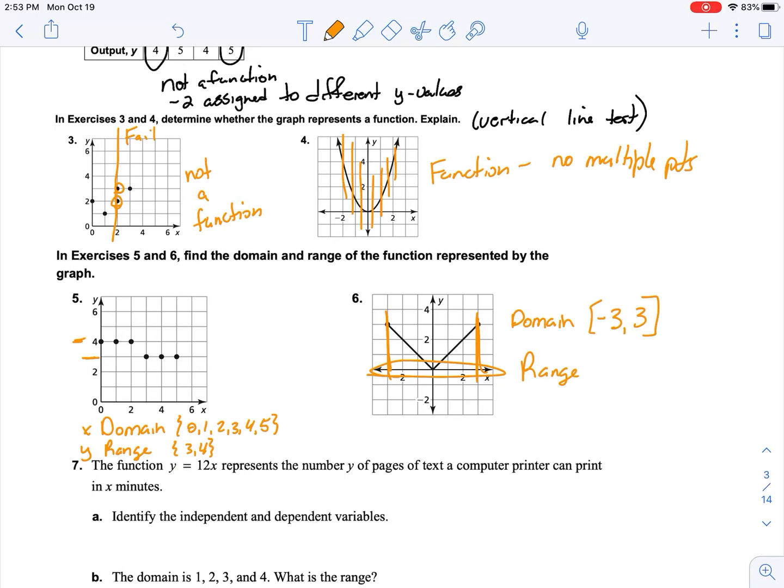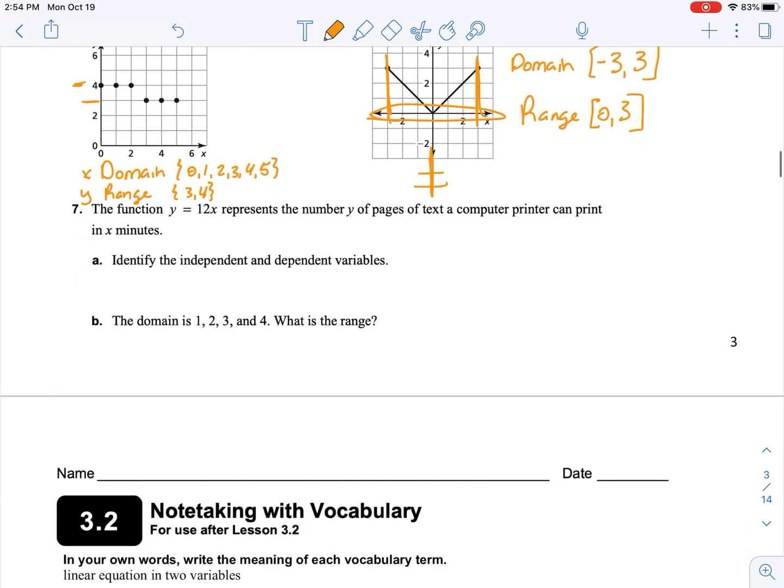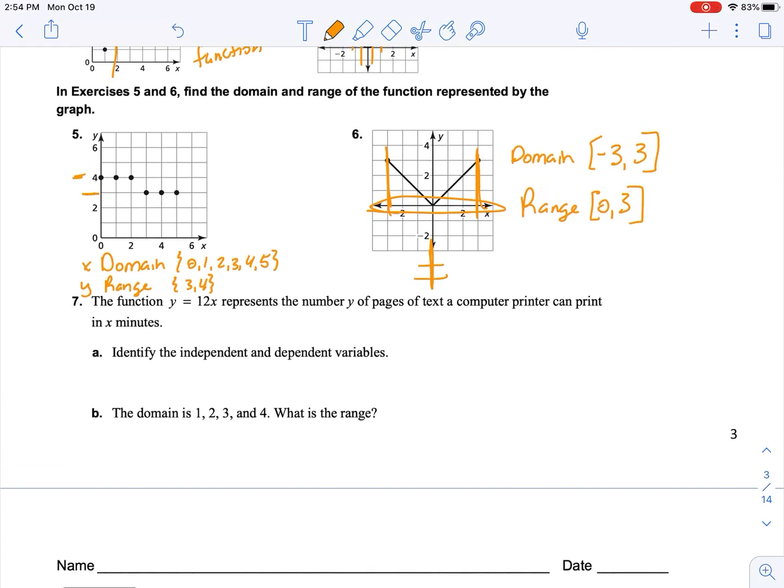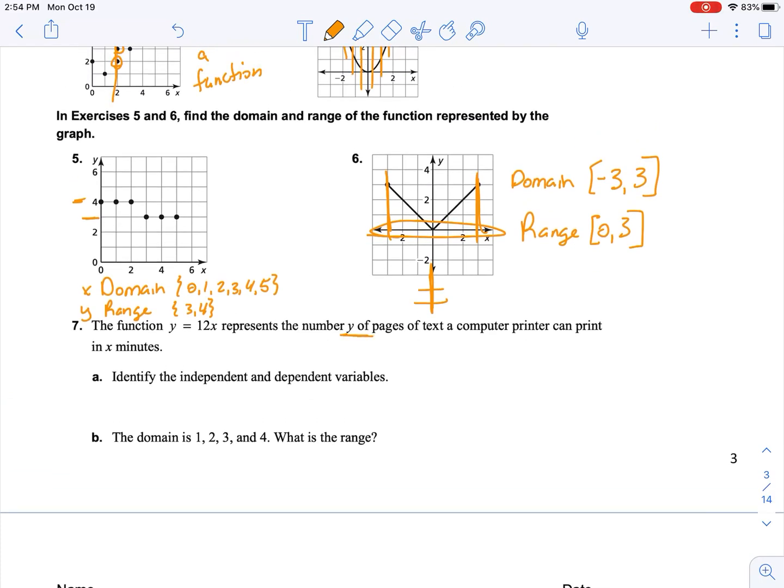Range. Again, the range is, I'm looking at my y-axis. There's nothing here, nothing here. My range starts at 0 and it goes to, it looks like 3. The function y equals 12x represents the number y of pages of text that a printer can print in x minutes.